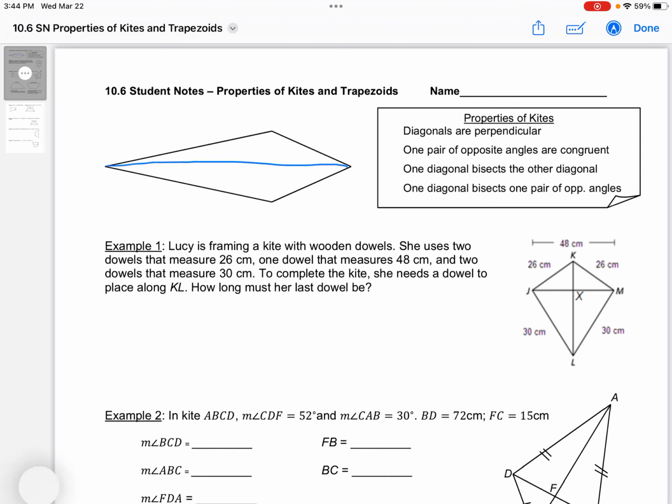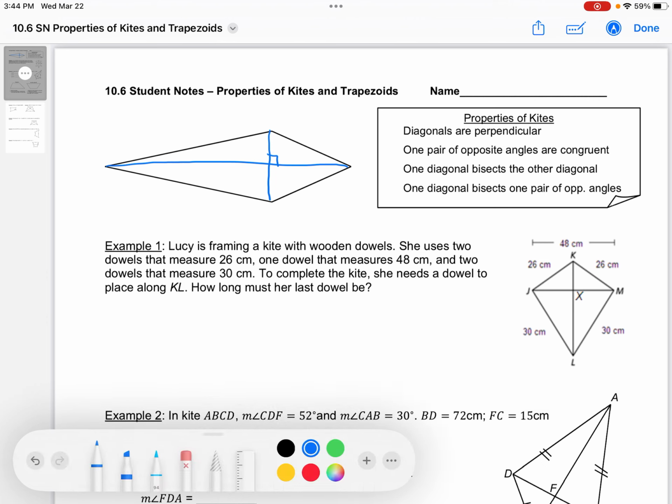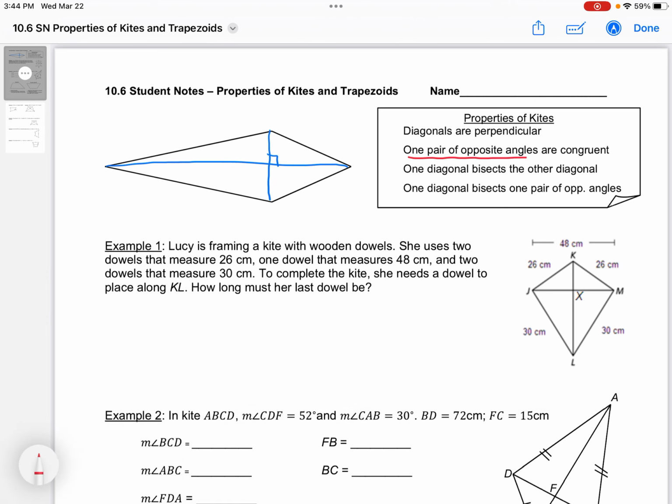The diagonals are perpendicular, so that's the same. One pair of opposite sides are congruent. One pair of opposite angles are congruent. Okay, so I got to read this carefully. So that means this angle and this angle are equal to each other, but the other two are not.